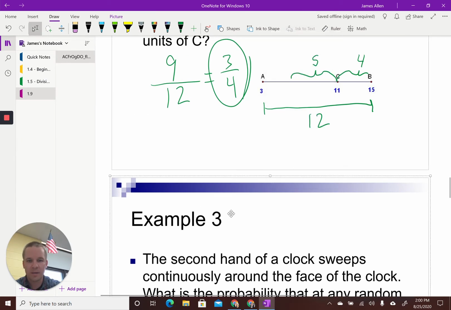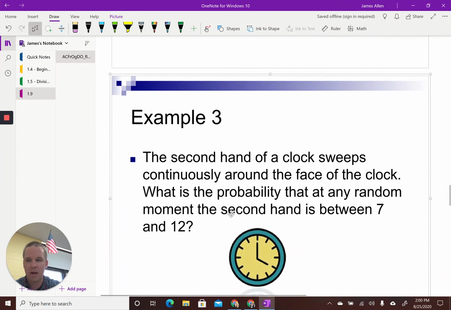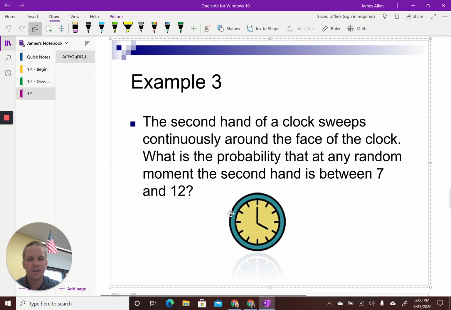All right, time for some clock problems. These are always a little bit tricky. First off, you have to remember how to tell time on an analog clock, which is just crazy for some people. So we might have to have a whole lesson on that itself. The second hand of a clock sweeps continuously around the face of a clock. What is the probability that at any random moment, the second hand is between the 7 and the 12?